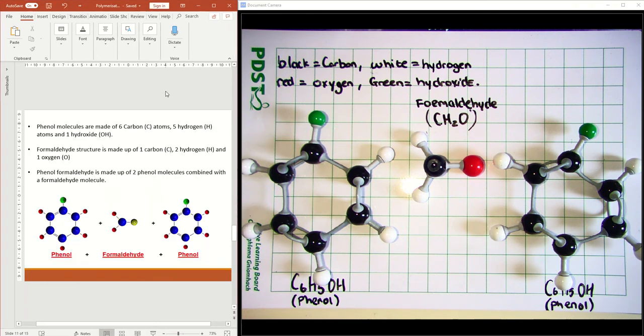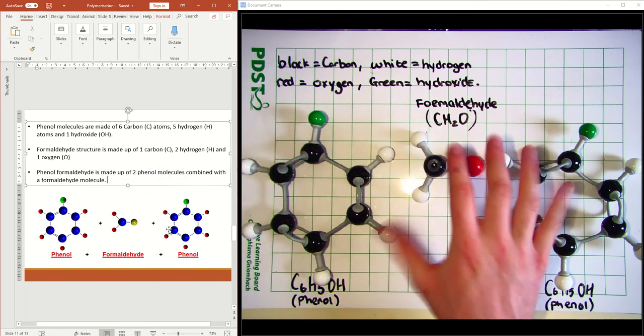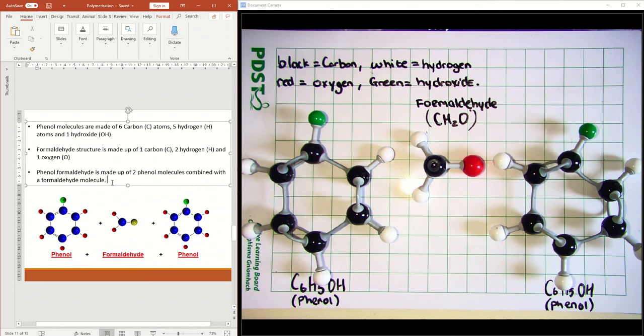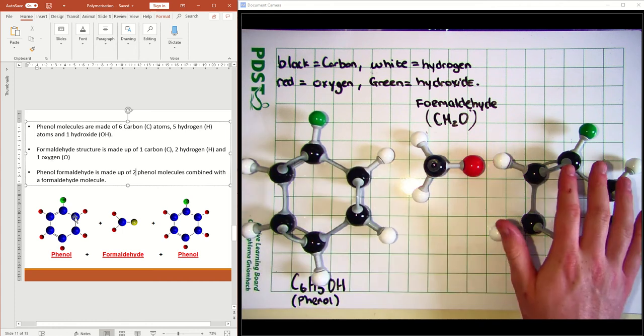Okay, so looking at the actual process. Now, phenolformaldehyde, so here we have it. I have the diagram down here, and that's what I have for this process. Okay, so phenolformaldehyde is made up of two phenol molecules combined with a formaldehyde molecule. Now, looking at these closer, the phenol molecules, which is this one here, and also the ones on my left and right.